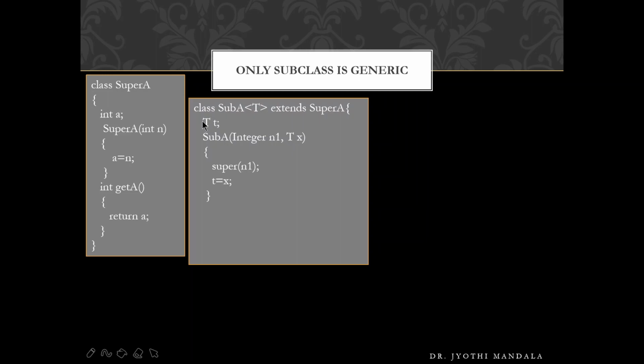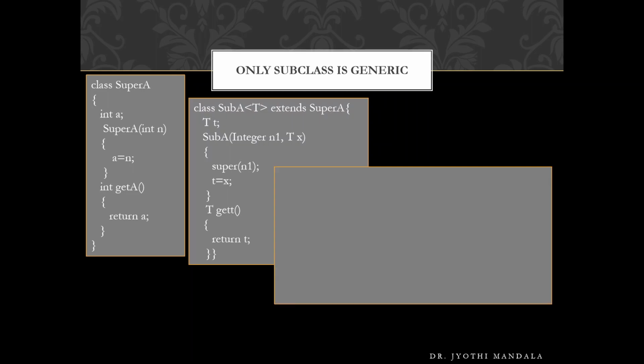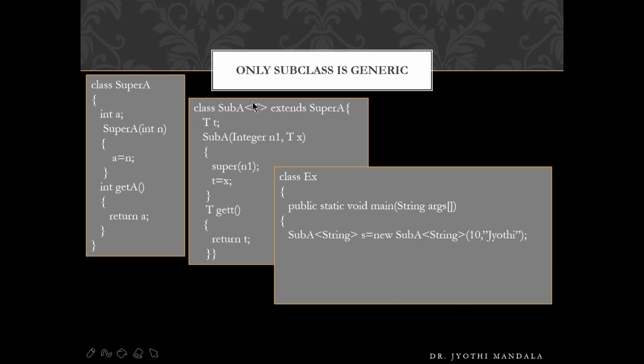Why? Because small t is of type T and x should be of type T. So we can assign this t value to x, the value to t. And we can have one more method called get t, which is used to return the t value. Now you can observe here in the main method, I am creating an object of a and I am telling the data type of that T is String. Okay, so wherever you have T, that will be replaced with String.